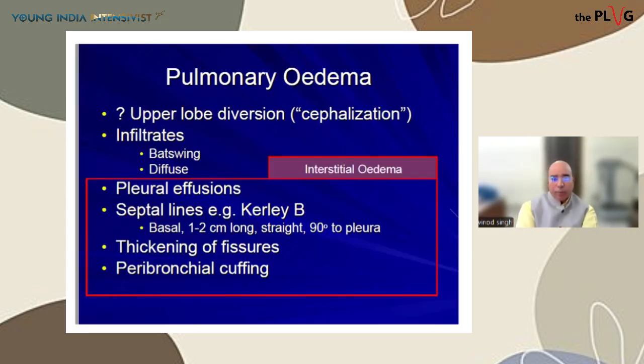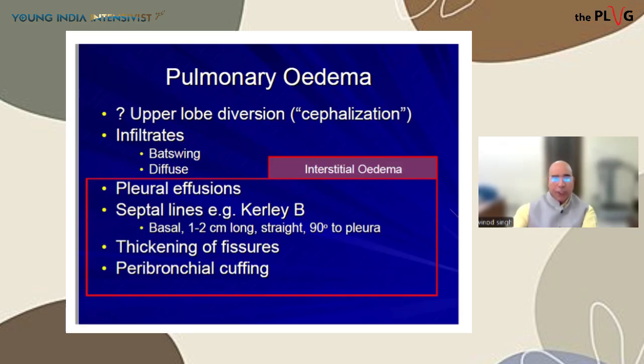Something about pulmonary edema, because these patients present to the ICU with respiratory distress. What you find in the X-ray is the upper lobe diversion of the vessels. We call it cephalization, and also batwing, diffuse infiltrates, associated with pleural effusion, septal lines or early B lines. You can find thickening of the fissures and peribronchial cuffing.